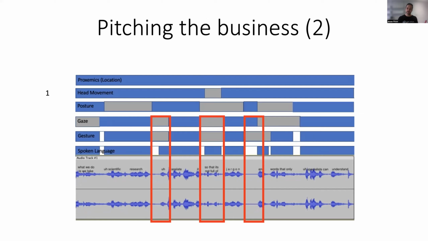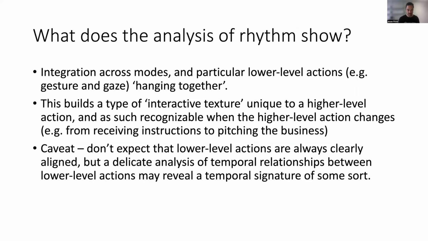We start to see that gestures and gaze shifts begin to line up. And so there's some kind of rhythmic coordination here between gesture and gaze, the holding still of head movement, with some movement coming up, some movement of posture, and the suggestion is that this produces a particular kind of hanging together. So I'm just going to read this in a little bit more detail here for clarity.